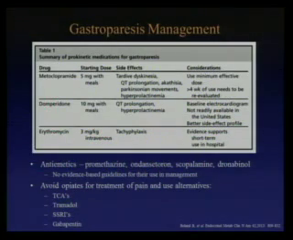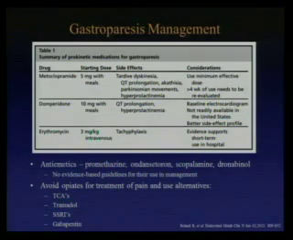This is just a summary slide of the prokinetic agents and medications. Again, metoclopramide, start with 5 milligrams, monitor for tardive dyskinesia, use the minimum effective dose, and if you're using it for greater than 4 weeks, or certainly 3 months, you need to reevaluate its use.